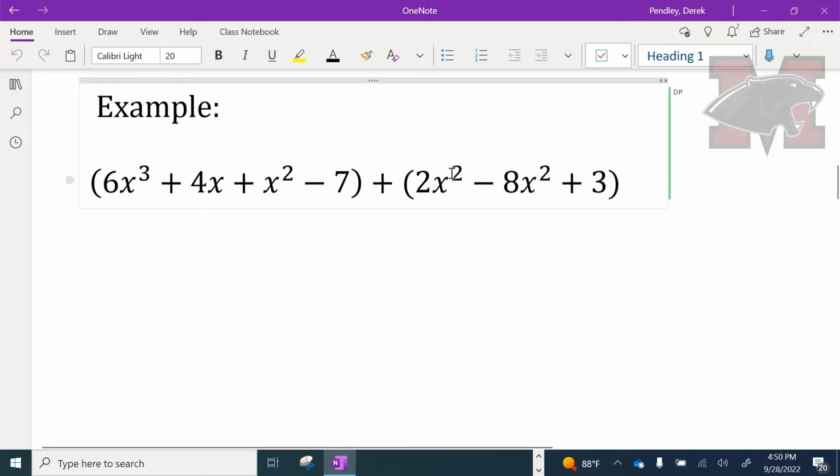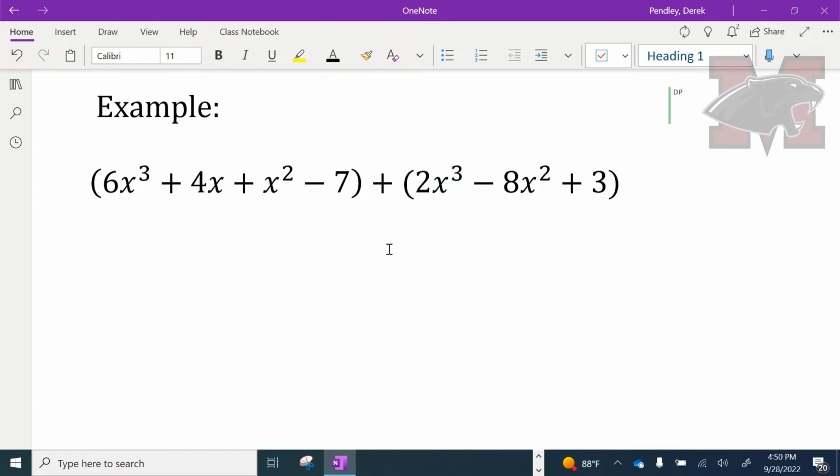And I just realized that is supposed to be a cubed. That was a misprint on my part. Again, let's do this example. 6x cubed plus 4x plus x squared minus 7 plus 2x cubed minus 8x squared plus 3. So if we do this correctly, we're just going to add them. There's nothing to do, so we can actually take away the parentheses and just collect like terms.